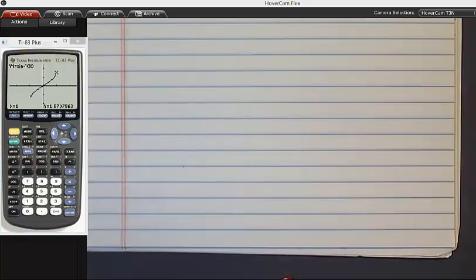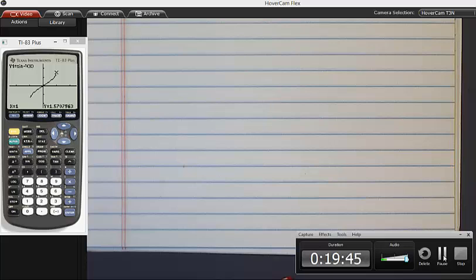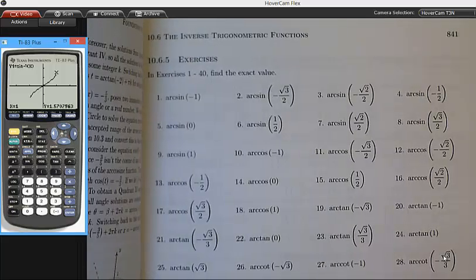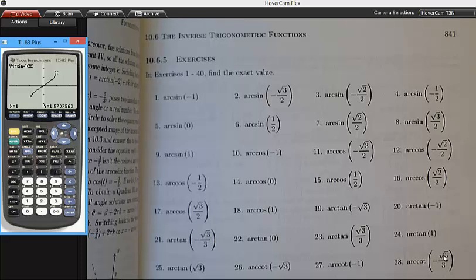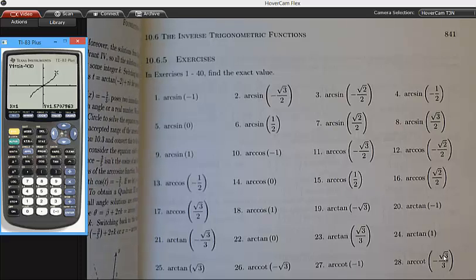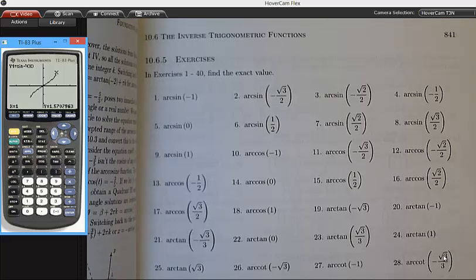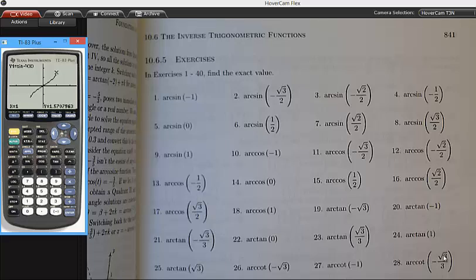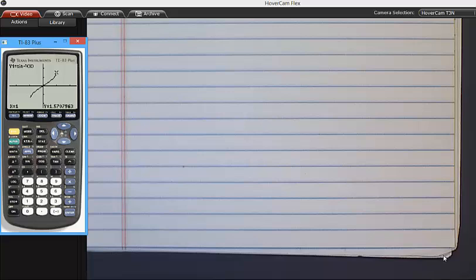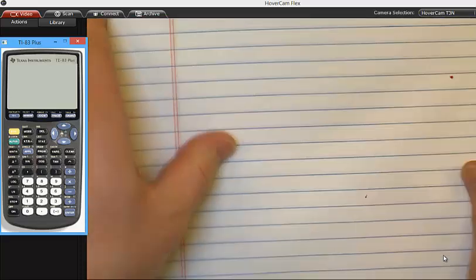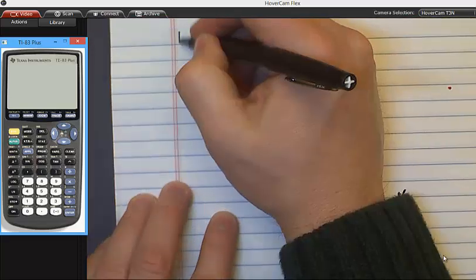Matter of fact, tell you what. So they want me to find the exact value of a whole bunch of different things. Arc sine, arc cosine, these are all inverse functions. Okay? So let me help you out here. Page 841, number 2.